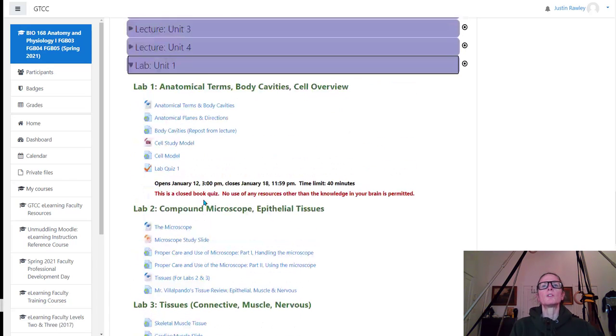So what you're going to see then is a lot of stuff that is useful for studying the materials of the lab. For a lot of the lab, we're going to do what we call the pre-lab online.